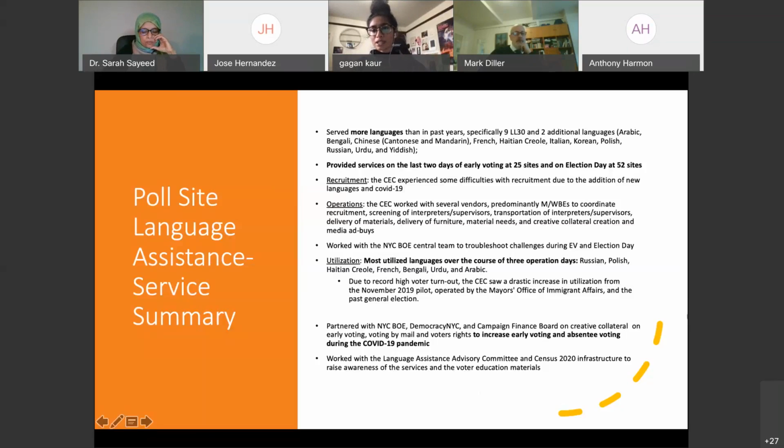Yes, but that's pretty much the overview of the implementation of the program in this past election. I just want to open up any space for questions folks might have.